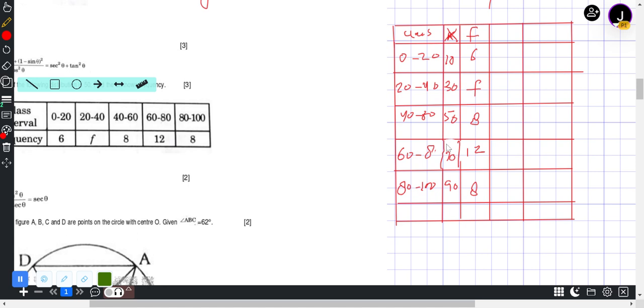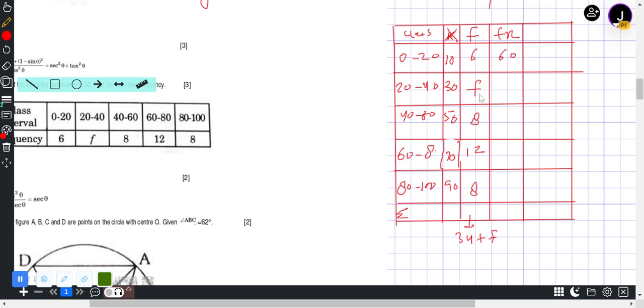So what is the sigma f? Here we are doing sigma f. Sigma f is 6, 8, 14, 14 and 20. 20 plus 14 will be 34. So this becomes 34 plus f. Right? And what is sigma fx? So here we are doing fx.